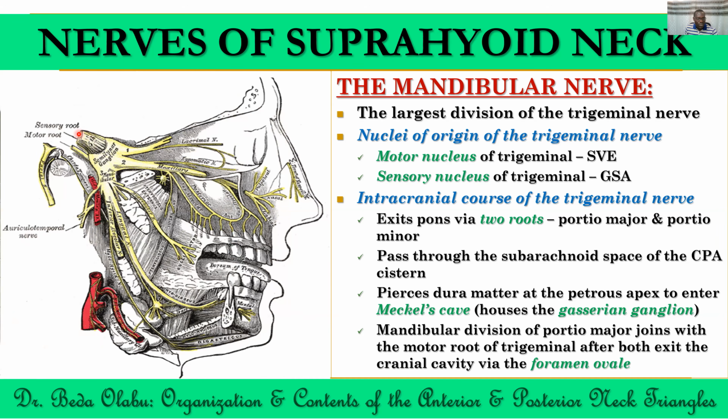This image shows you the sensory root and the motor root of the trigeminal nerve. The sensory root is the one related to the ganglion, which we call the Gasserian ganglion, or sometimes the semilunar ganglion or the trigeminal ganglion. From that ganglion, there are three divisions: ophthalmic division, maxillary division, and mandibular division. The mandibular division from the ganglion is the one that joins the motor root of the trigeminal nerve to form the mandibular nerve. And that union is finally achieved just below the foramen ovale.